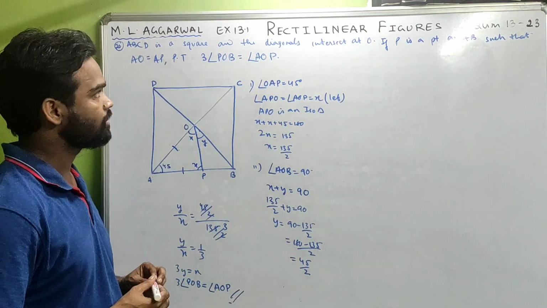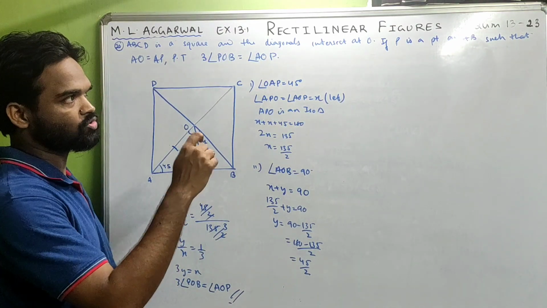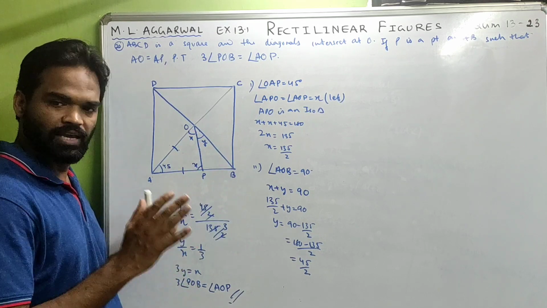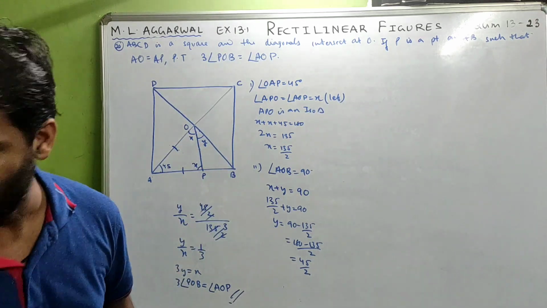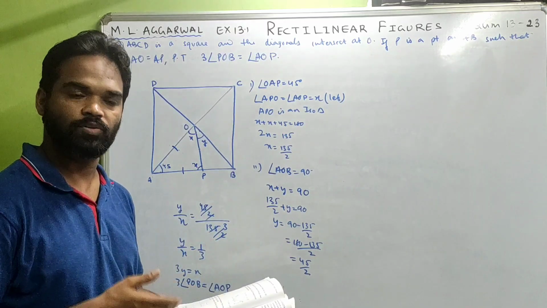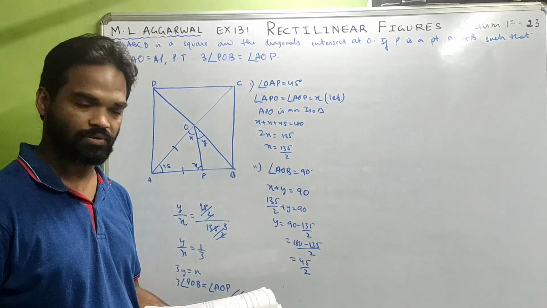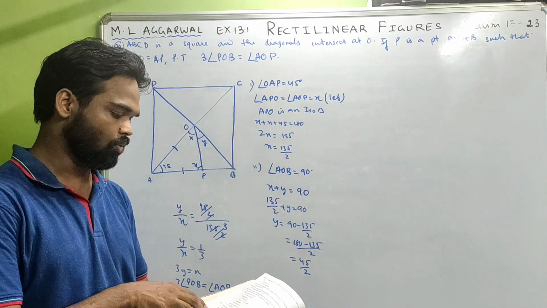Done. Now the rest of the sums, 21, 22, 23, I've seen the book, they have actually solved the sums. So I'm not doing those sums. You try it on your own.